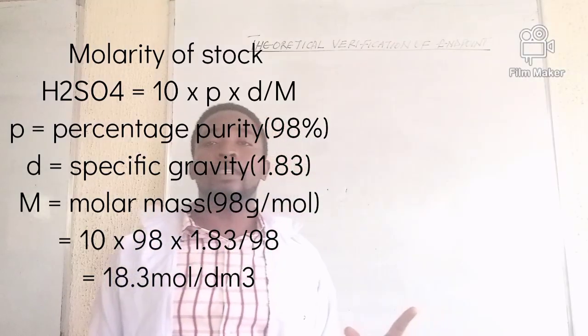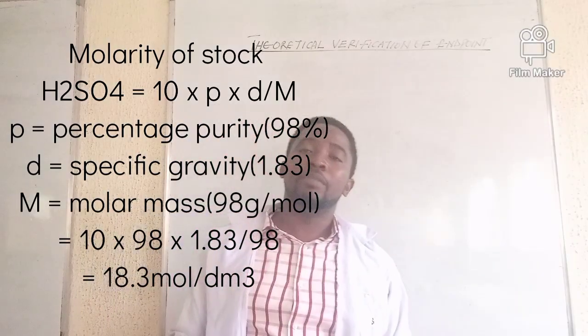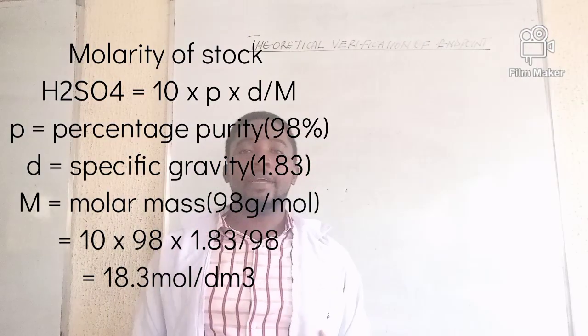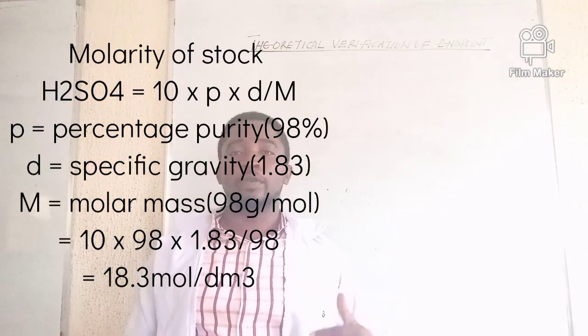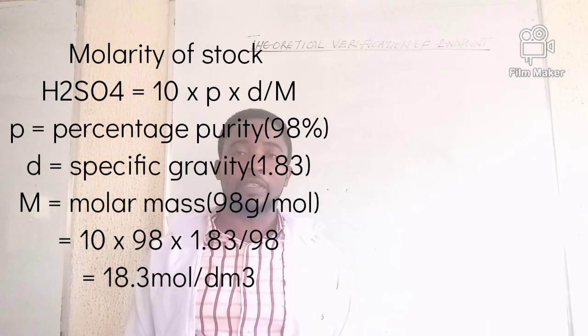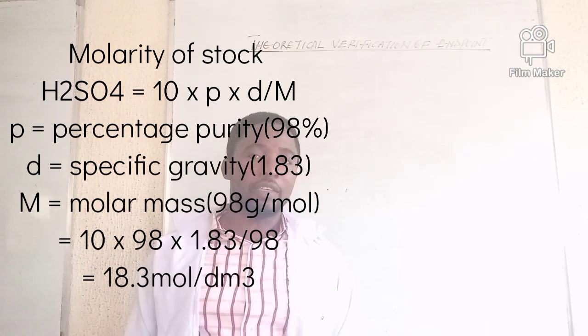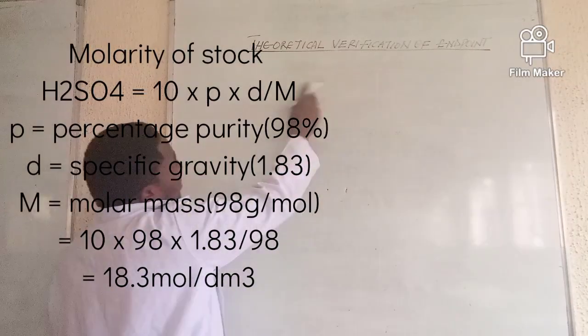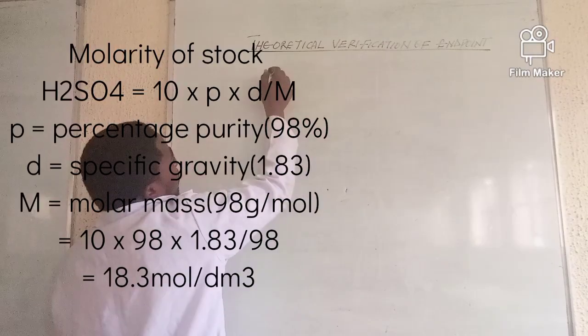Because the solution is supposed to be a mixture of water and the acid. So the 1,000 cm cube of the solution is supposed to contain both the acid and the water you're going to use to dilute it. All right, so let's look at the equation of dilution.